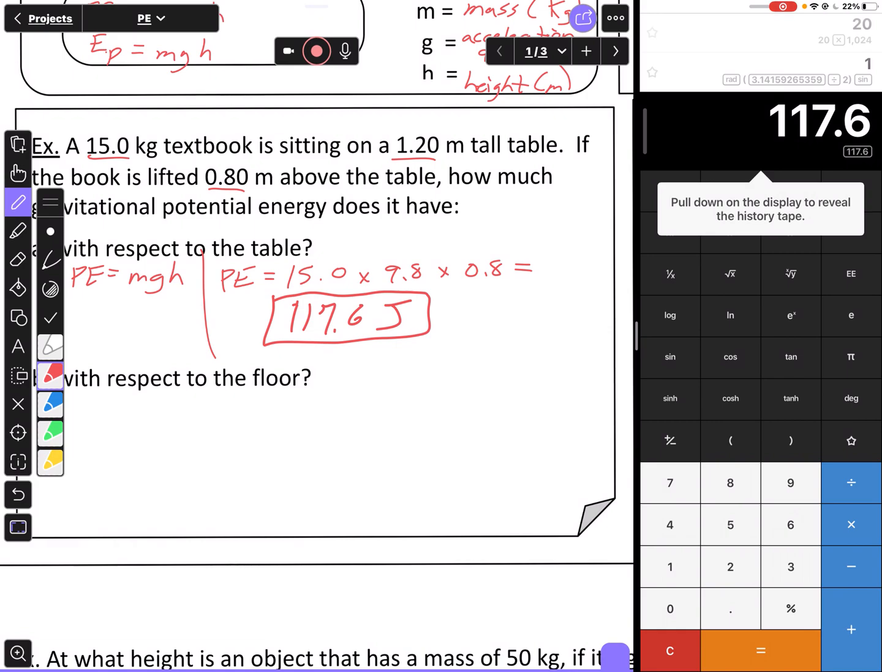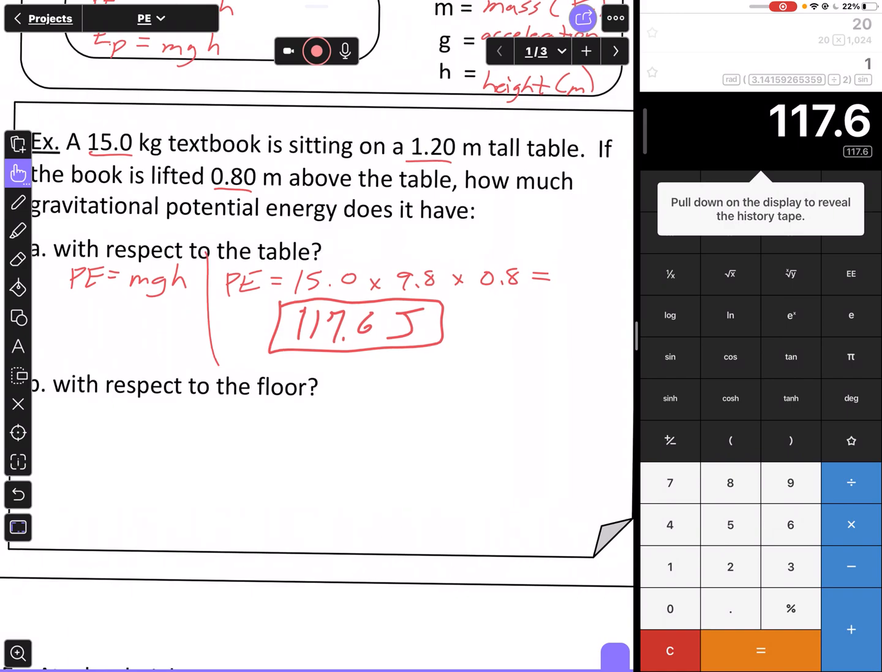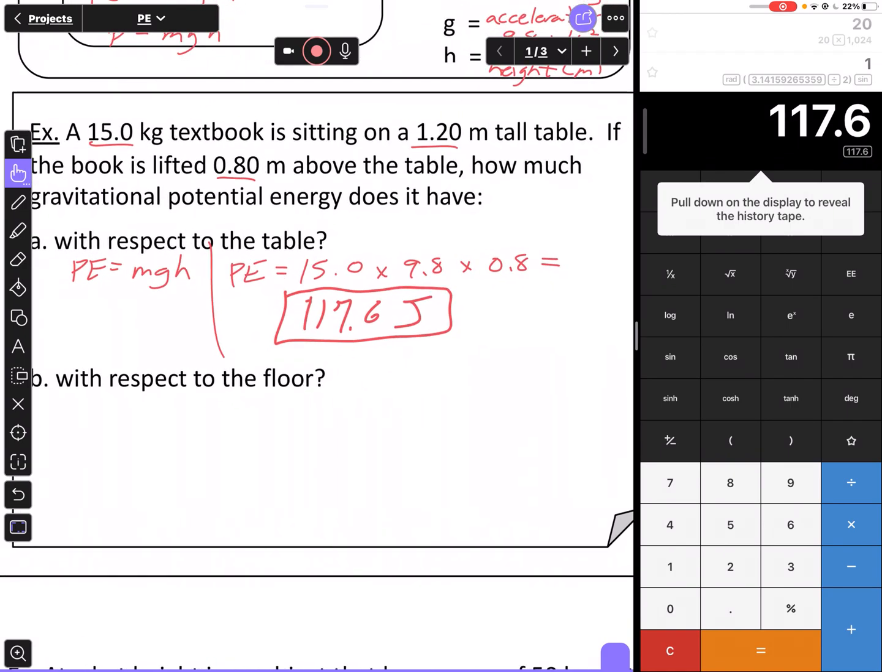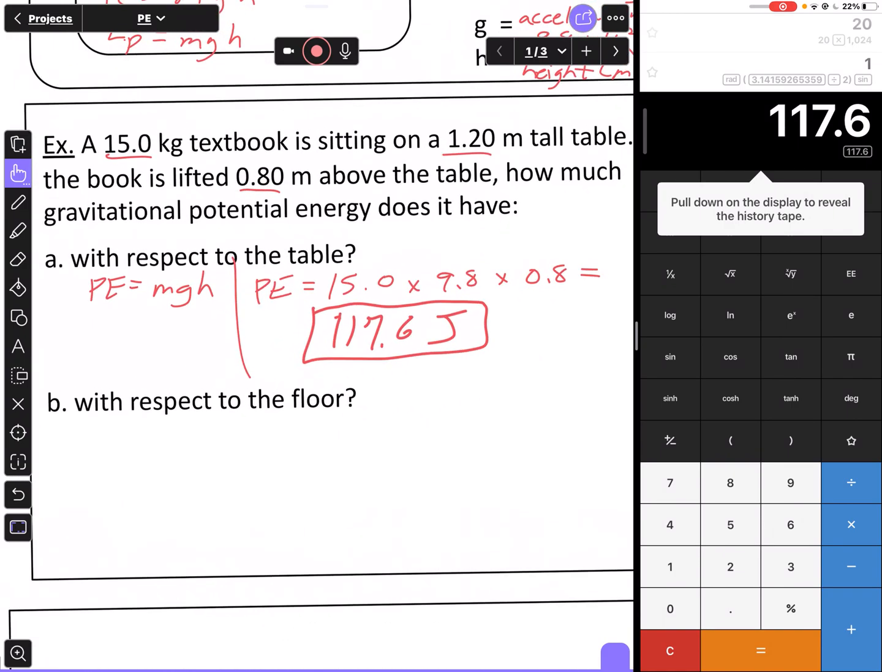Now, if this problem would have given me, instead of kilograms, say 15 newtons, then I would have just had the 15 there, and I would not have multiplied by 9.8, because m times g is the same thing as force of gravity or weight. So we just say 15 times 0.8. You have to pay close attention to what you're given in the problem.